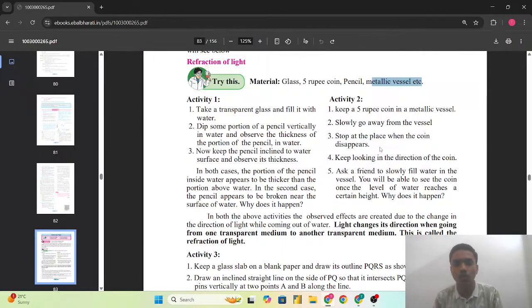Slowly go away from the vessel. Stop at the place where the coin disappears. Keep looking in the direction of the coin. Ask a friend to slowly fill water in the vessel. You will be able to see the coin once the level of the water reaches a certain height. Why does this happen? These are the two simple activities which we have to perform.